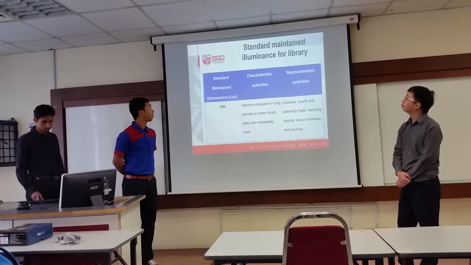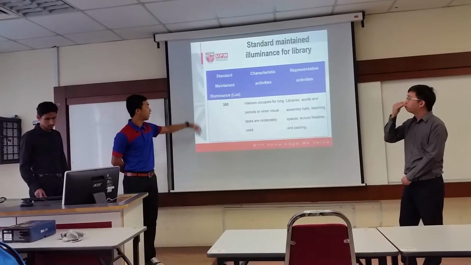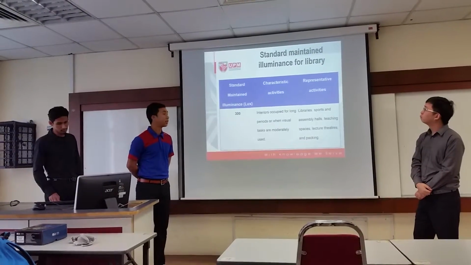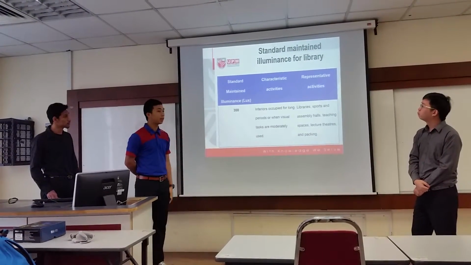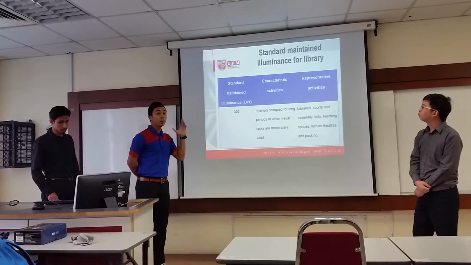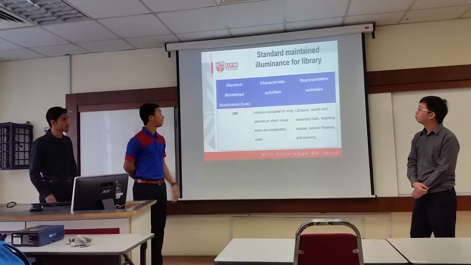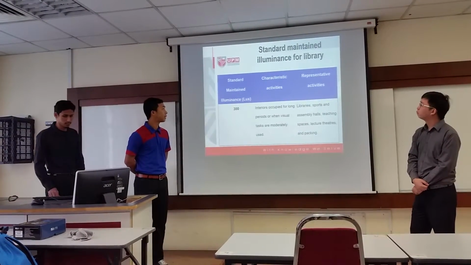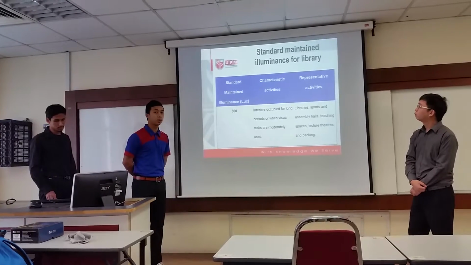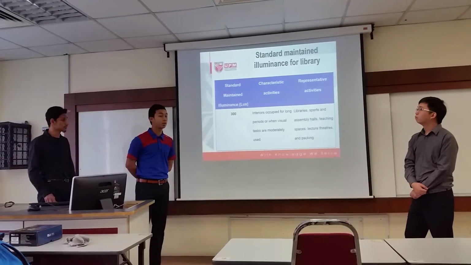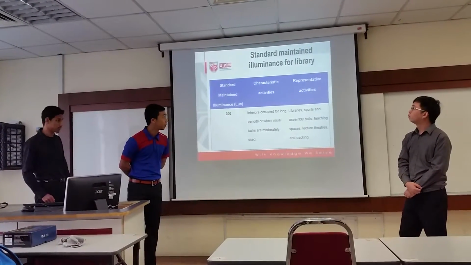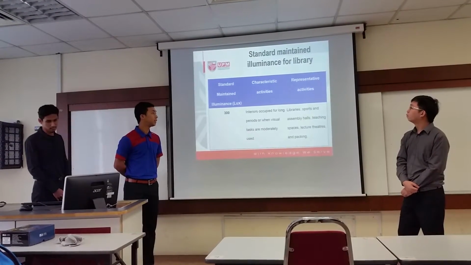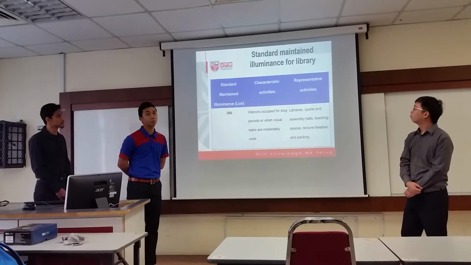This table shows the standard maintenance illuminance, characteristic activities, and representative activities. For standard maintenance illuminance, as I mentioned earlier, the minimum standard for the library illuminance is 300. The characteristic activities are interiors occupied for long periods or when visual tasks are moderately used. And the representative activities are libraries, sports and assembly halls, teaching space, lecture, trades, and also banking.